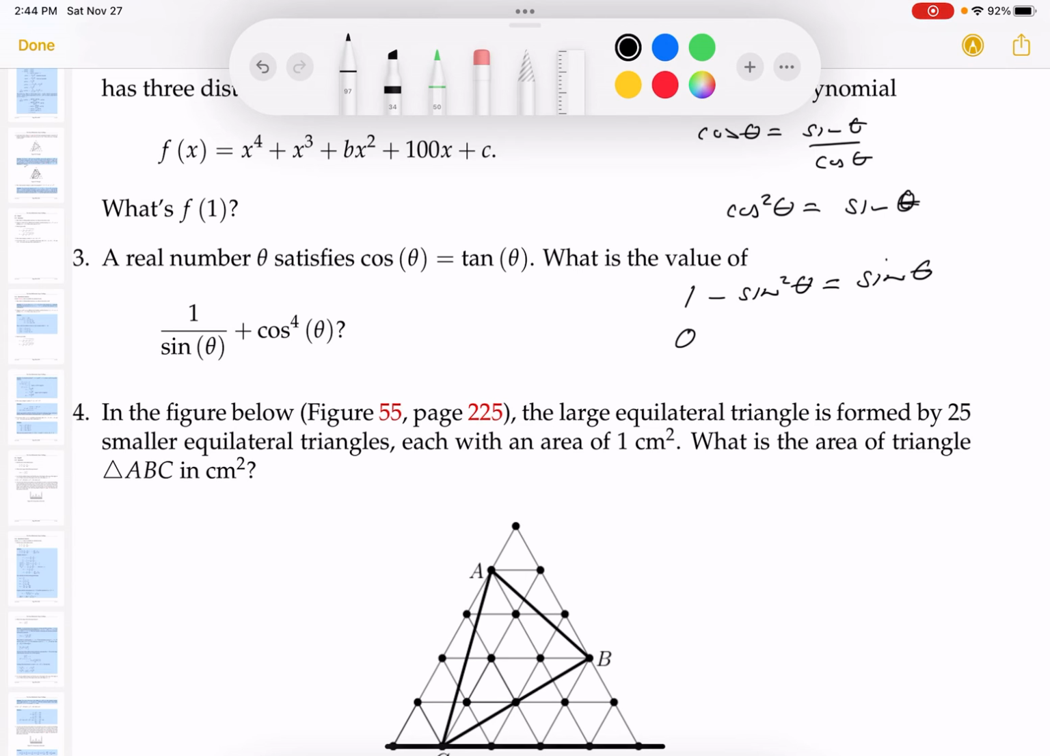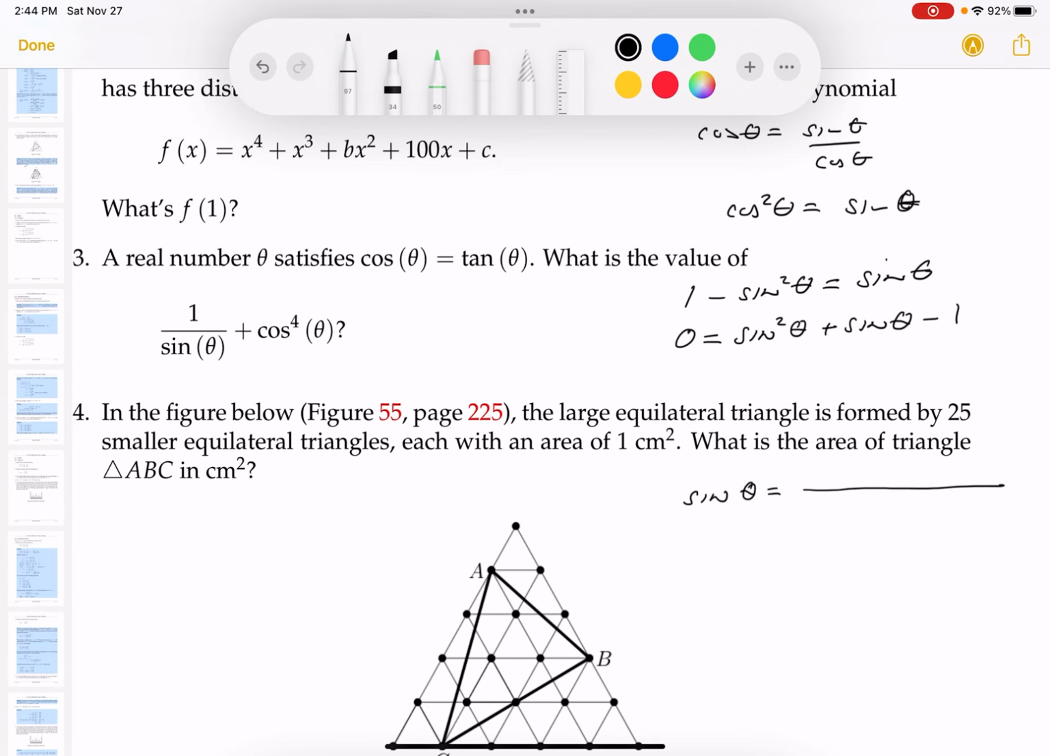So I'm going to say this is 0 equals sine squared theta plus sine of theta minus 1. I'm going to do something that you're probably going to find a little bit odd, but I'm going to try to solve for sine theta. There's a number here that would satisfy that. And I'll write this down for you. The sine of theta. This is almost like a quadratic. It is a quadratic.